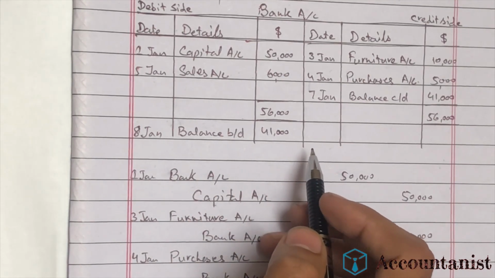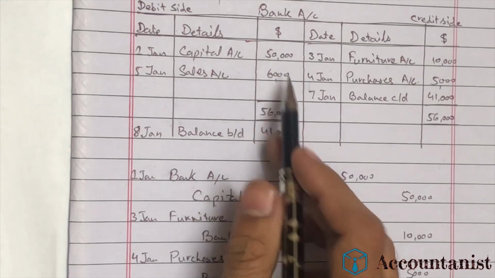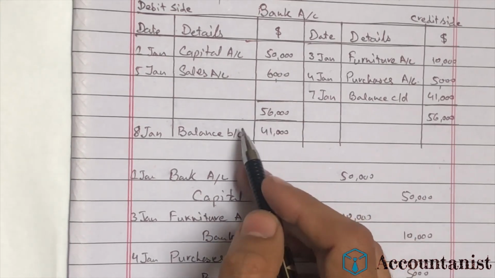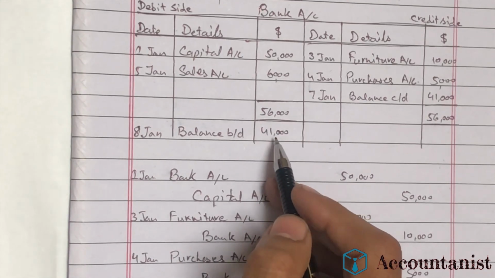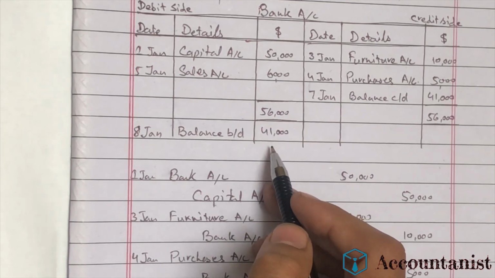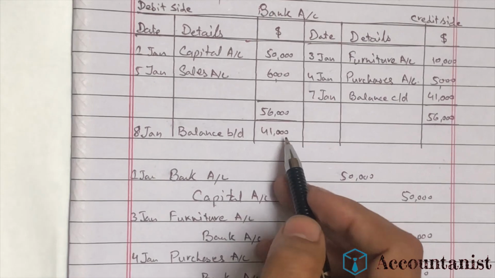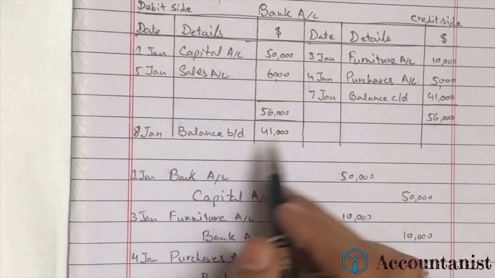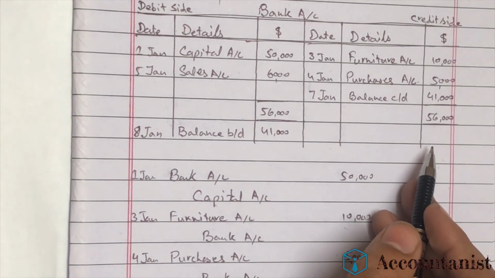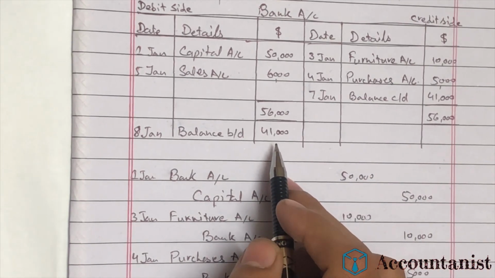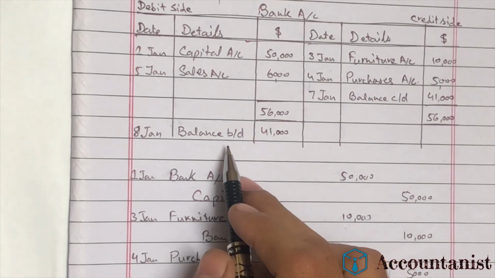So if we have a bank account balance on our debit side, it means that it is our asset, because assets always come up on a debit side, so do expenses. But liabilities, capital and income come up on a credit side. So it has a debit balance, which means that we have $41,000 in our business bank account.